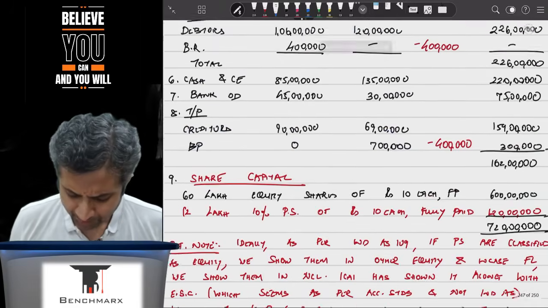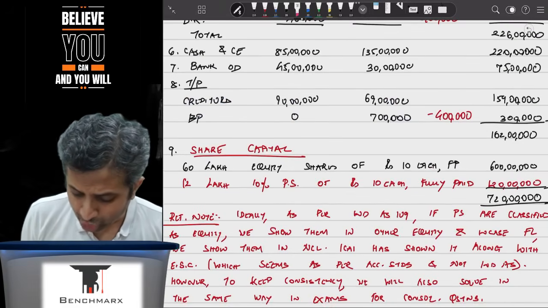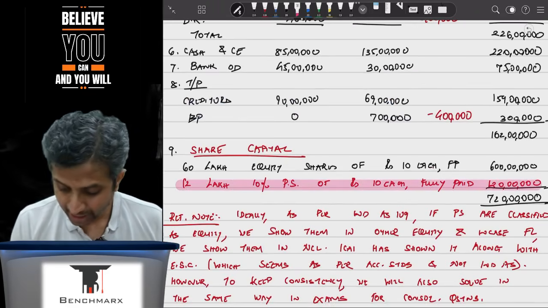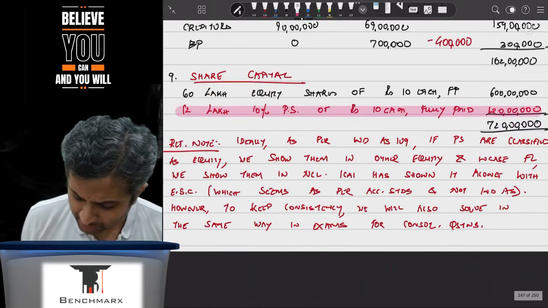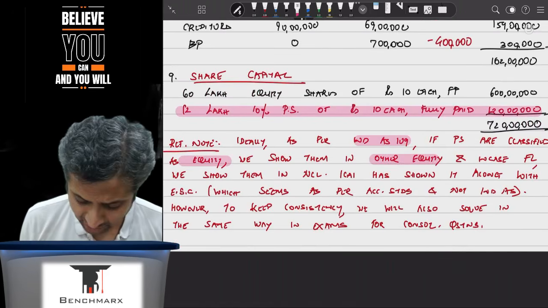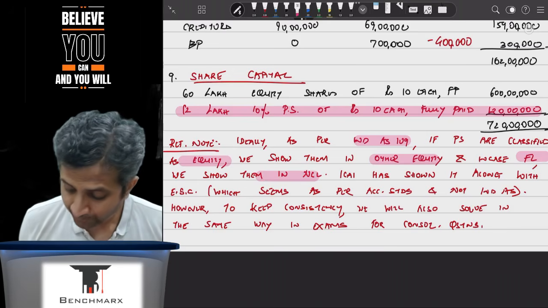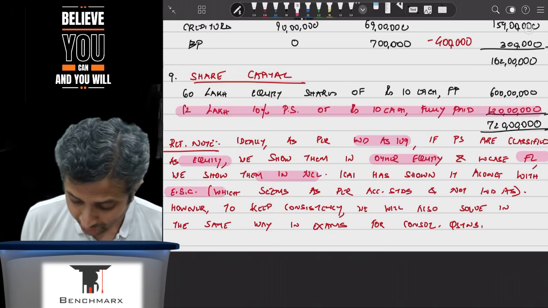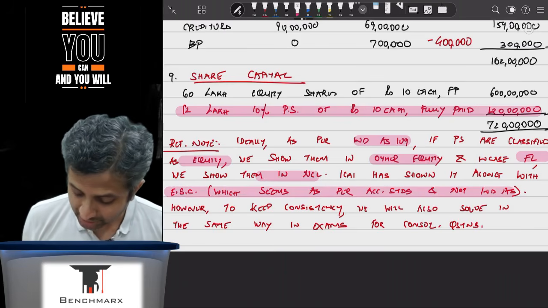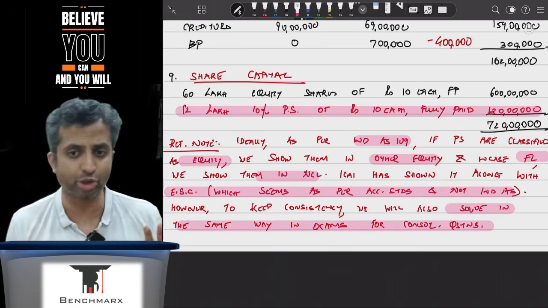So as you can see, for share capital we will say equity shares, that is fine, but we will also have these preference shares of 120 lakhs. Okay, we have given a note. Ideally as per 109, if preference shares are classified as equity, we show them in other equity. If they are classified as FL, that is financial liabilities, we show them in non-current liabilities. ICAI has shown it along with equity share capital, which seems to be as per accounting standards and not as per Ind AS. To keep it consistent, we will also solve it in the same way in the exam for consolidation questions.